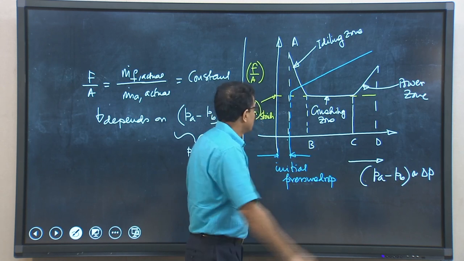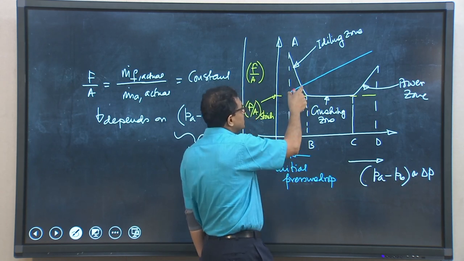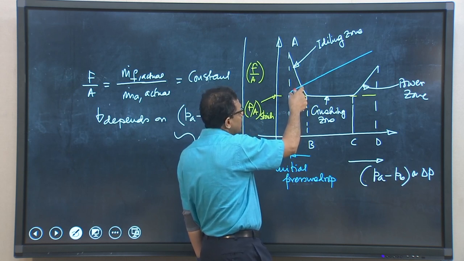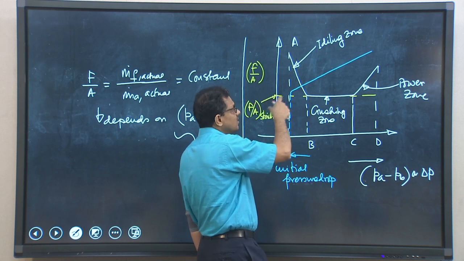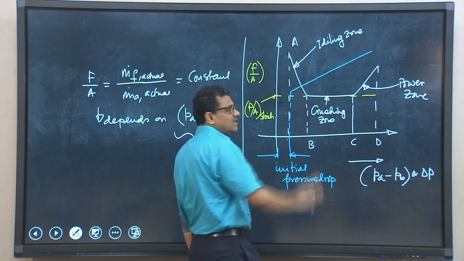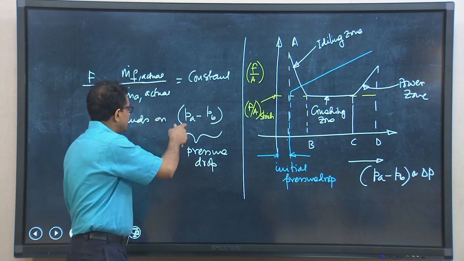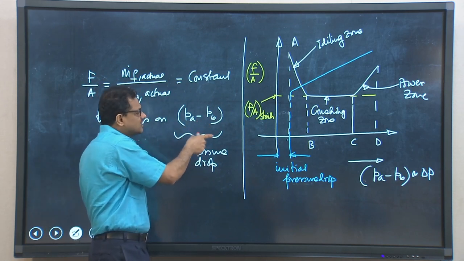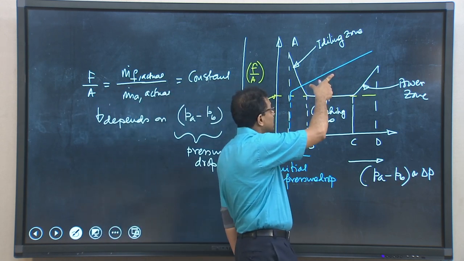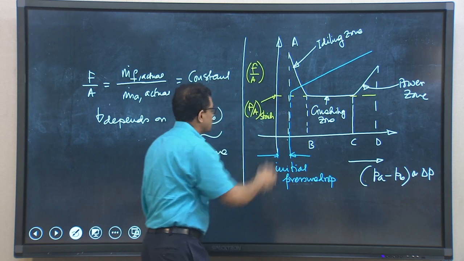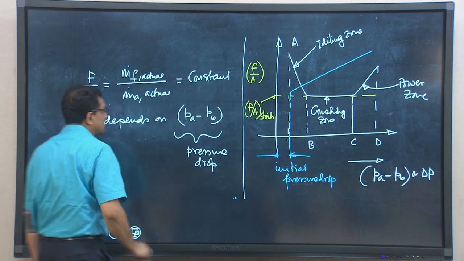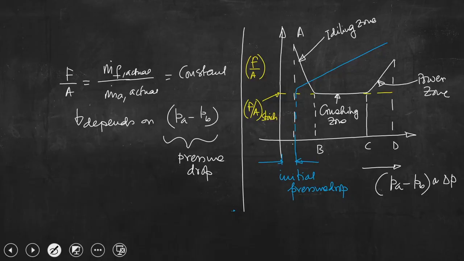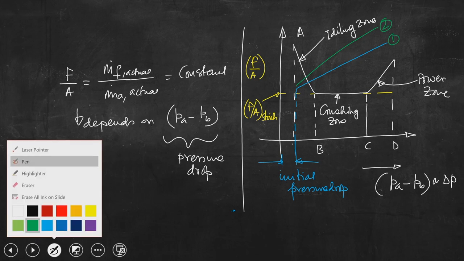So, if a simple float type carburetor is designed to supply an air fuel mixture, or fuel air mixture, which is good enough for the idling zone, because it is a linear function of delta P, P A minus P B. So, if we increase P A minus P B, it will increase. Suppose this is case 1, and we are superimposing another case, say a simple float type carburetor is designed to supply like this. So, this is 1, this is 2, and another case, if we draw here, say this is 3.